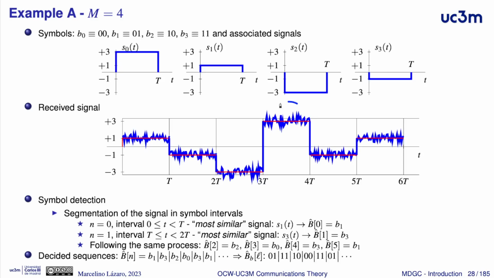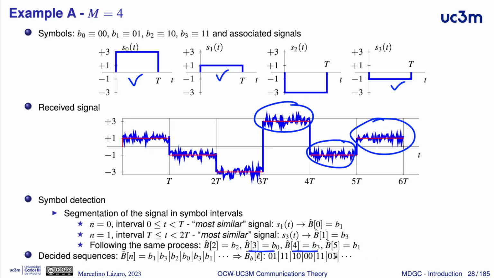In the next interval, this signal is compared. The most similar signal is S0. In the next interval, the most similar signal is S3. In the last interval in this example, the most similar signal is S1, and the last estimates for the symbols are B0, B3, and B1 respectively.